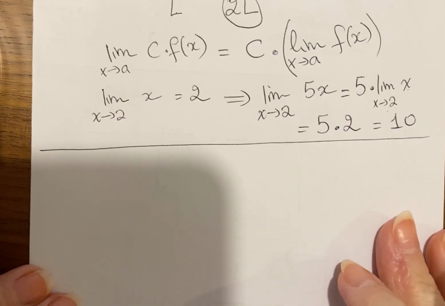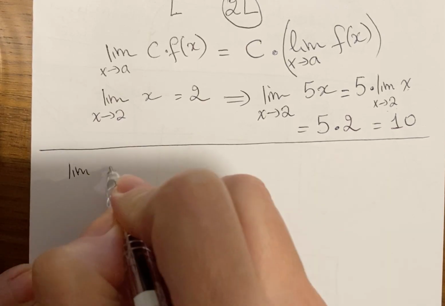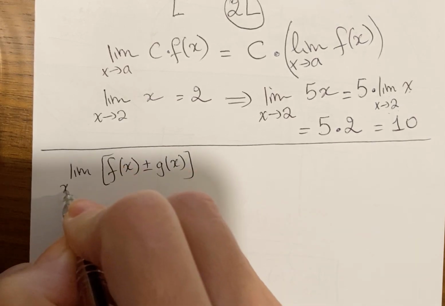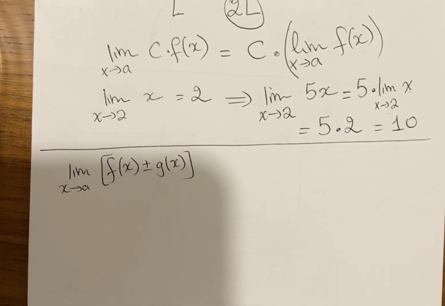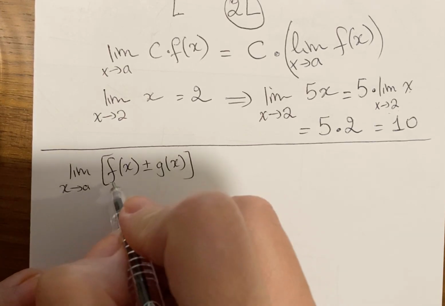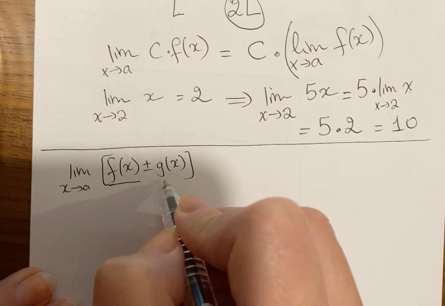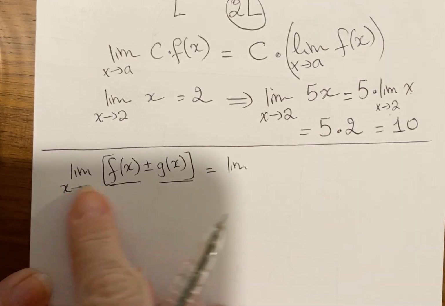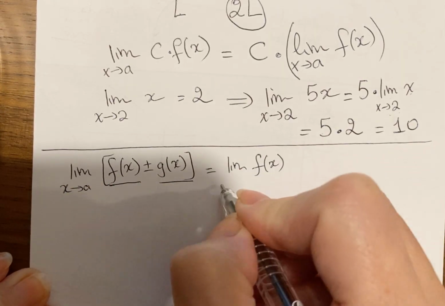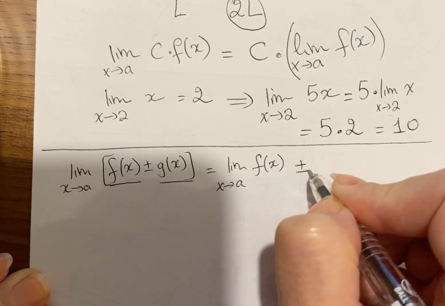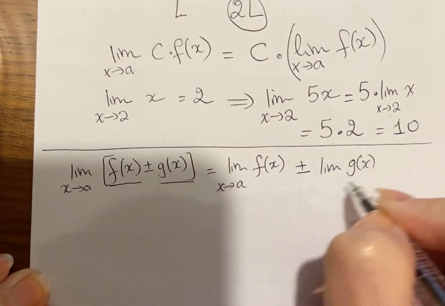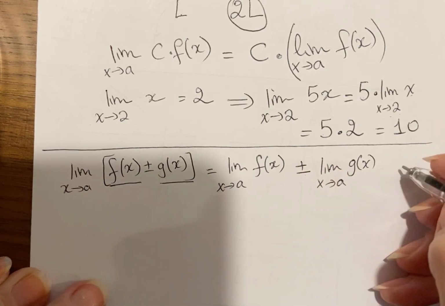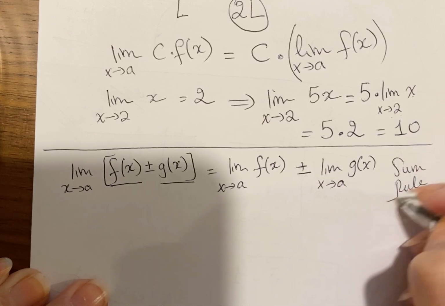Another example, another property. Another property is that if you have the sum of two functions or difference of two functions and you want to study the behavior of this sum or difference, then what should you do? I study the behavior of the first one alone. I study the behavior of the second one alone. Then I add and subtract their behaviors. That's why the limit of a sum is nothing but the limit of the first one, you get the limit of the second one, and then you add or subtract the answers. So this is the sum rule.